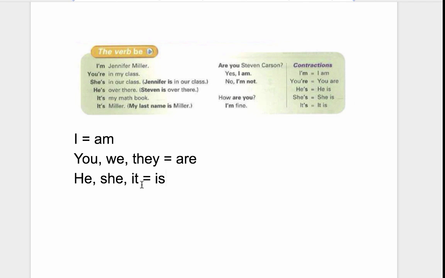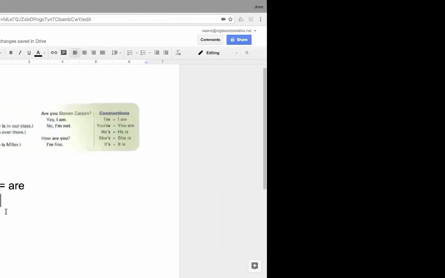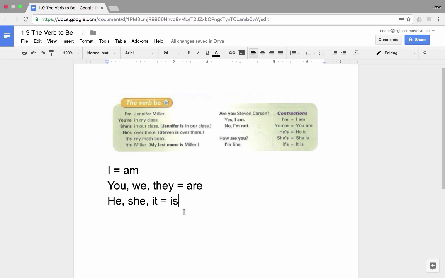So if we look at the examples, I'm Jennifer Miller. This is the same thing as saying I am Jennifer Miller. You can see the meaning of those contractions towards the right hand side of the screen. Now let's try to make sense of this by looking at the examples on the chart.